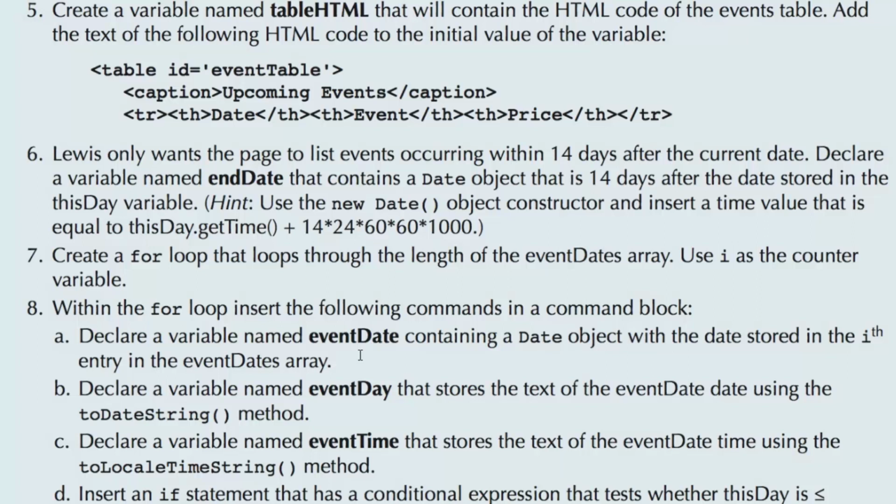In step 6, it says that Lewis only wants the page to list events occurring within 14 days after the current date. So we'll declare a variable that will be named endDate, and that will contain a date object that is 14 days after the date that we stored in the thisDay variable. And then in the hint there, they give us the math that we'll be able to use to do that. We'll use the getTime function, and we'll use the multiplication of 14 times 24 times 60 times 60 times 1,000. That's how we get the number of milliseconds for 14 days.